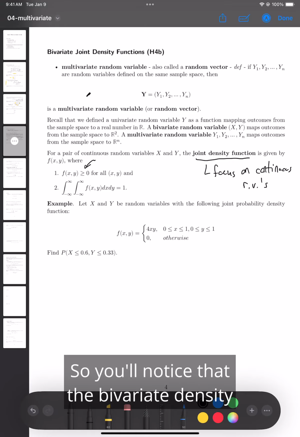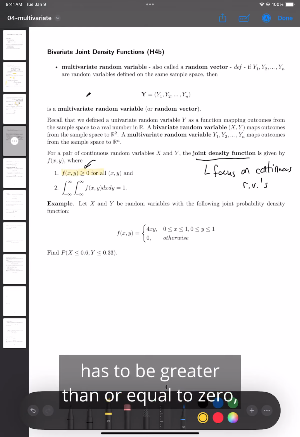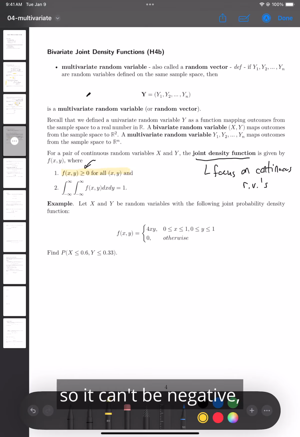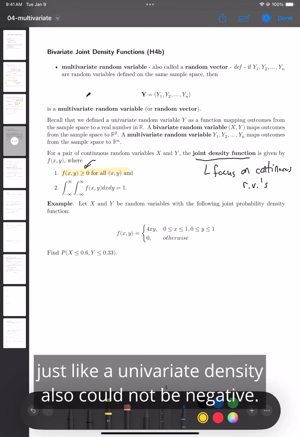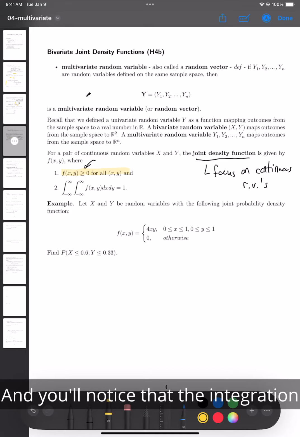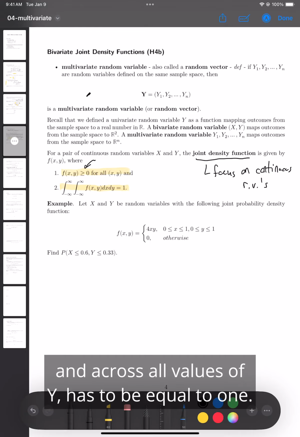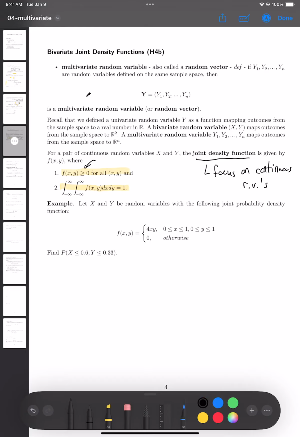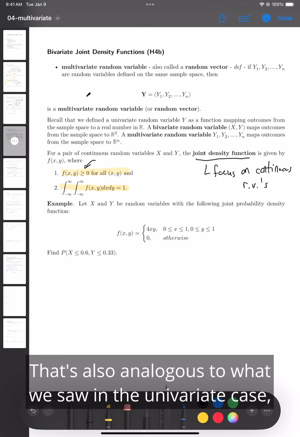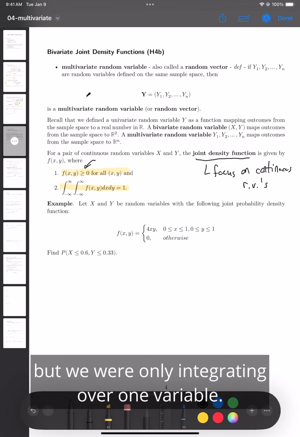And you'll notice a couple of properties. So you'll notice that the bivariate density has to be greater than or equal to 0, so it can't be negative, just like a univariate density also could not be negative. And you'll notice that the integration of this joint density across all values of x and across all values of y has to be equal to 1. That's also analogous to what we saw in the univariate case, but we were only integrating over one variable.